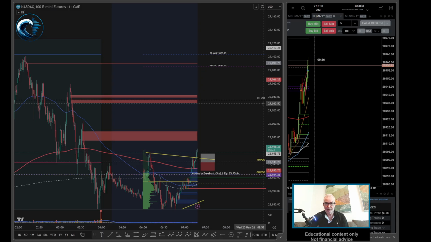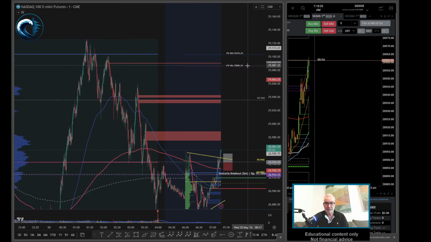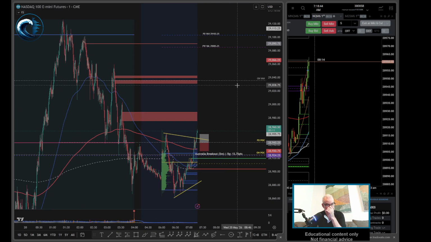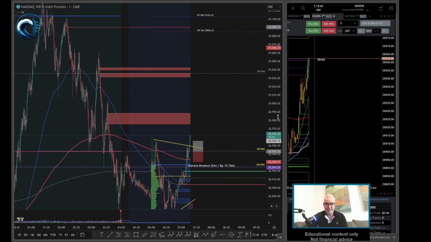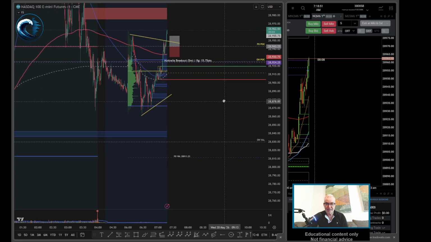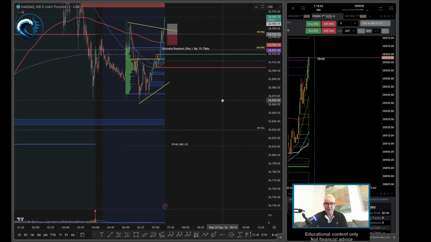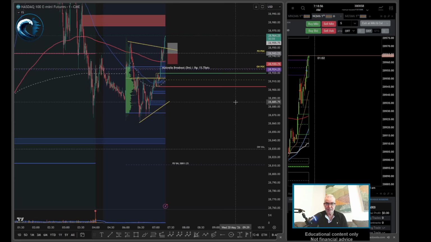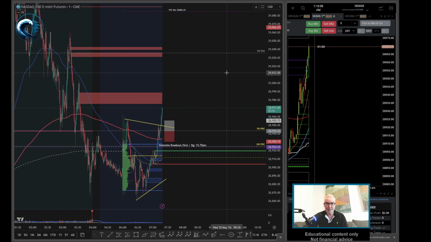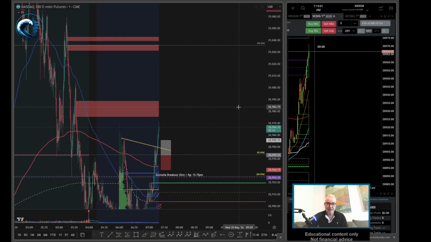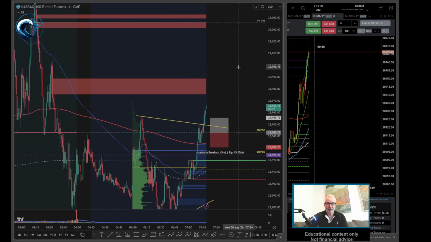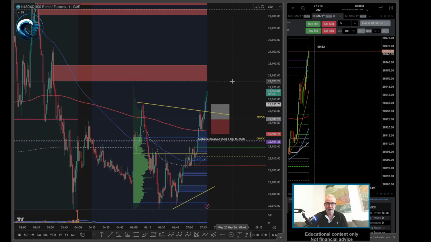So we've got the overnight value high here. We've got previous week value low, and we've got the previous day's value high up here. So there's a lot of room to play with up there. I guess that's where the highest probability trades are going. Alright, so let's see what it does off this fair value gap here.